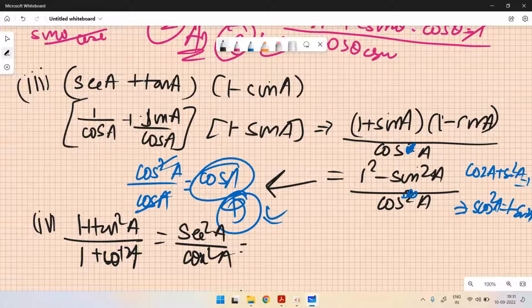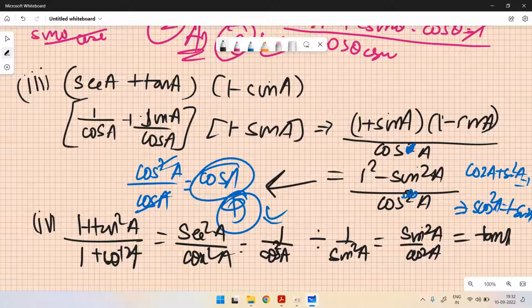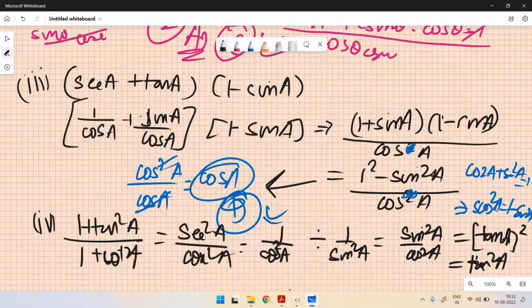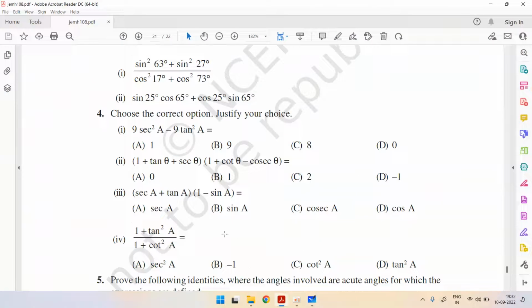And you know that secant square a is 1 by cos square a, and divided by cosecant square a, which is 1 by sin square a, nothing but sin square a. I will divide this, it becomes sin square a by cos square a, and you know that sin a by cos a is tan a. So this becomes tan a whole power 2, nothing but tan square a. So if you see, this is tan square a, which is option D. So option D is correct. Your answer.